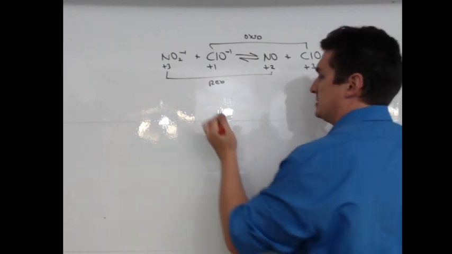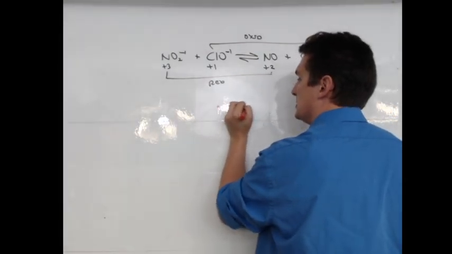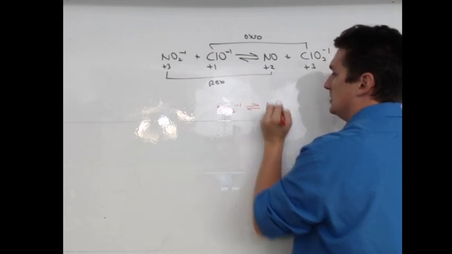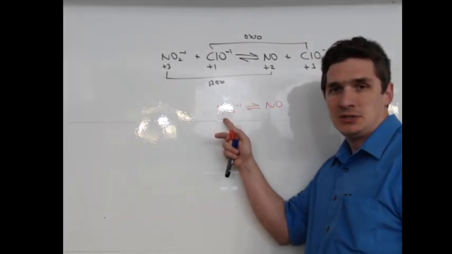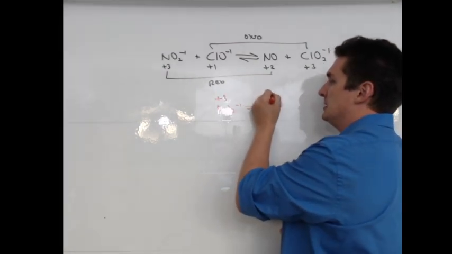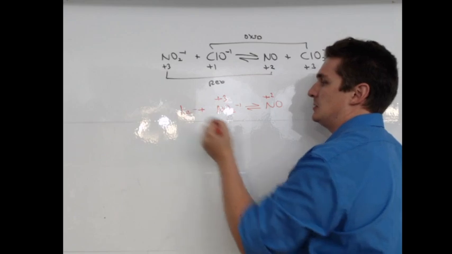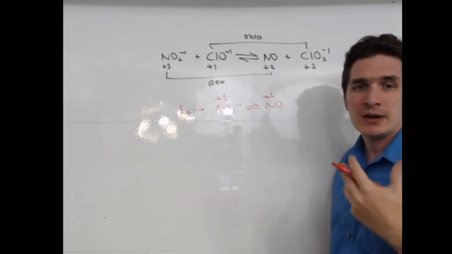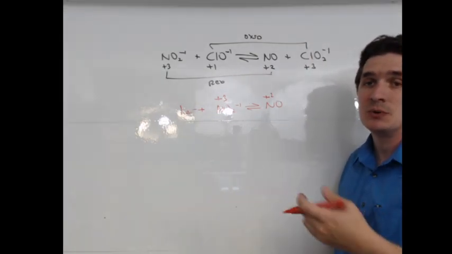For our reduction reaction, we have NO2 minus 1 going back and forth to NO. Balance the nitrogens, they're already balanced. The electrons, we go from +3 to +2. So we need to add 1 electron to the left side, and we're not going to balance oxygens or hydrogens in this step. We're going to do that when we bring them back together.